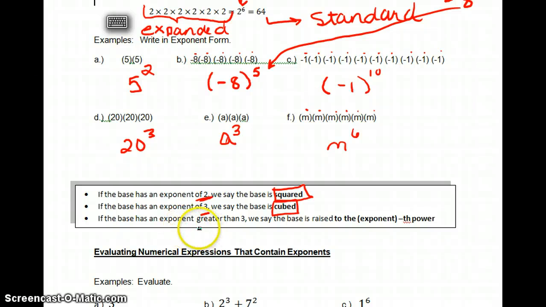And then if the exponent is anything greater than 3, you would just say it's raised to the exponent-th power: 10th power, 6th power, 5th power, 12th power, whatever it may be. The only ones that have special vocabulary words are 2 and 3, and we say squared and cubed respectively.